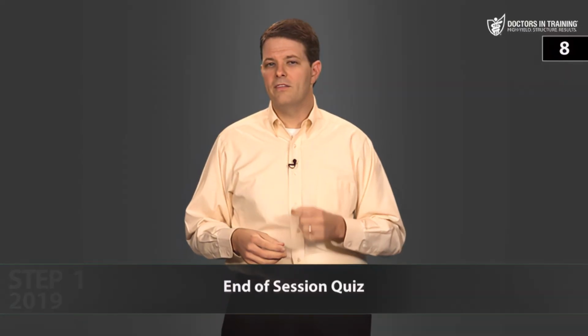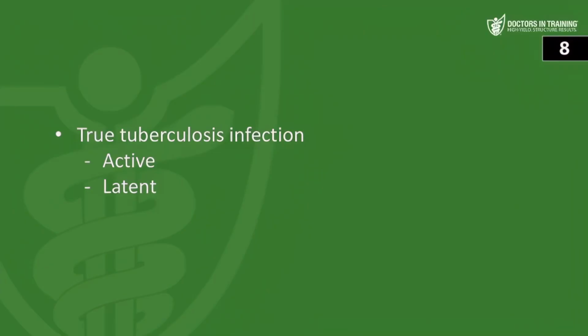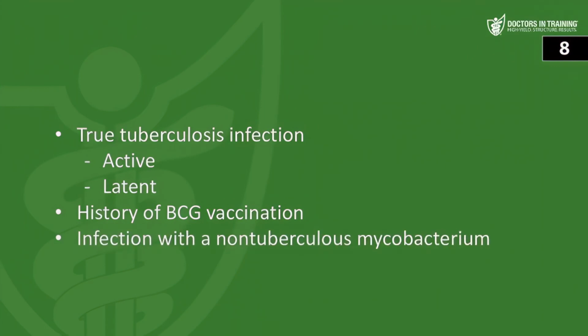Next, what does a positive PPD skin test indicate? Well, it usually indicates true TB infection, either active or latent, but it can also indicate a history of BCG vaccination or infection with a non-tuberculous mycobacterium. So leprosy or MAI will also give you a positive PPD.